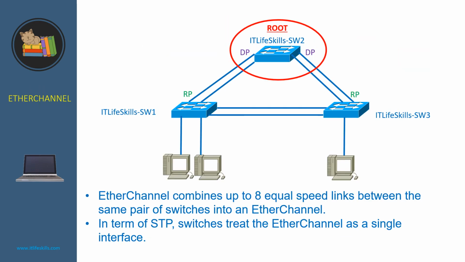Let's move on to an STP feature, which is EtherChannel. EtherChannel combines up to 8 equal-speed links between the same pair of switches into an EtherChannel. In terms of STP, switches treat the EtherChannel as a single interface. Here is how we can configure EtherChannel in this network. For example, if one of the links in this EtherChannel fails, but the other link is up, STP convergence does not have to occur.